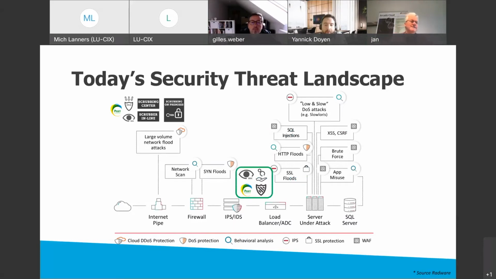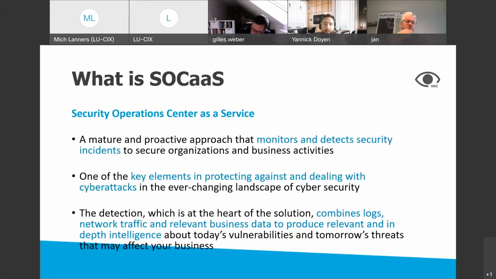We can offer a lot of security managed services. We can also support on-premise installation with hardware like firewalls, load balancers, etc. But we also have very good services for the SOC. And we will have now a look at the SOC offer. So first of all, what is a SOC as a service? It's a mature and proactive approach that monitors and detects security incidents to secure organization and business activities.